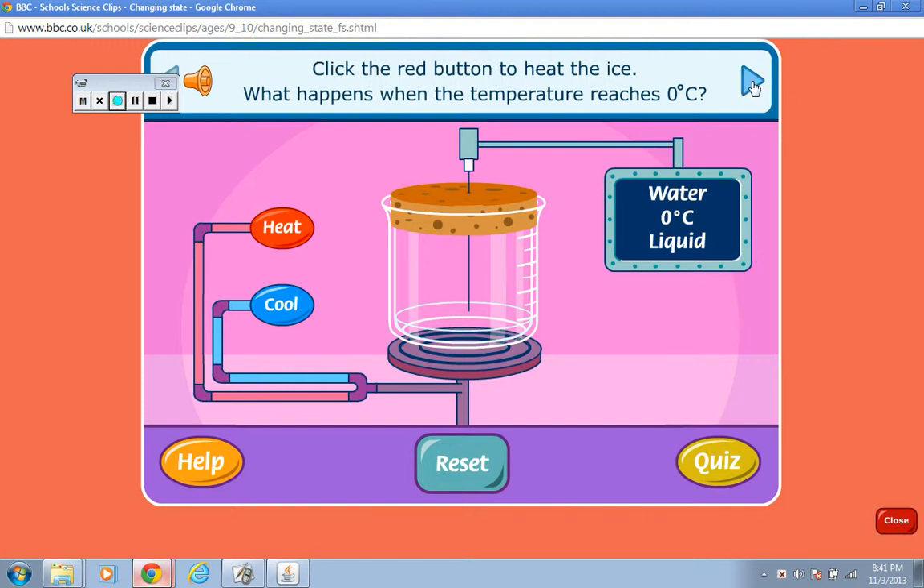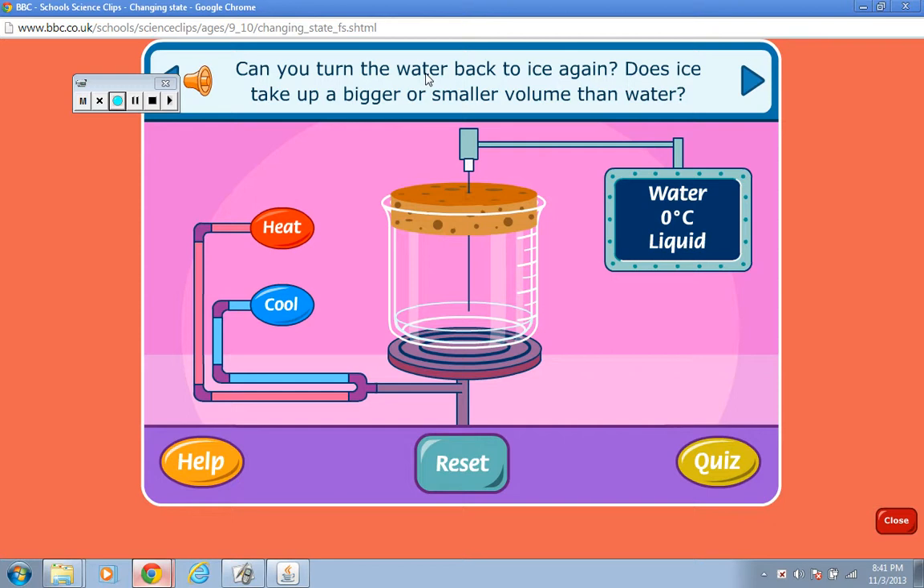And let's move on. And now it says, can you turn the water back into ice again? Does ice take up a bigger or smaller volume than water? Let's just figure out how could we turn the water back into ice again. Would we need to heat it or cool it? Alright, I hope you said cool it because that's what I'm going to do. Let's see what happens when we cool the water. Oh, and it went back to 0 degrees and now it's a solid again. It's ice again. So if we cool the water, it turns back into ice. It freezes.